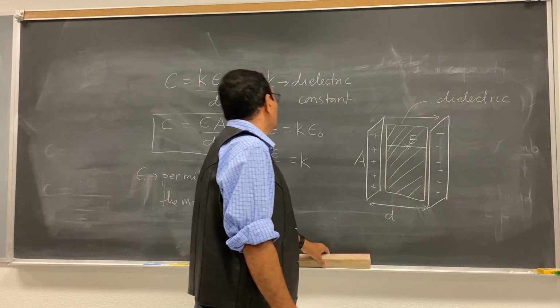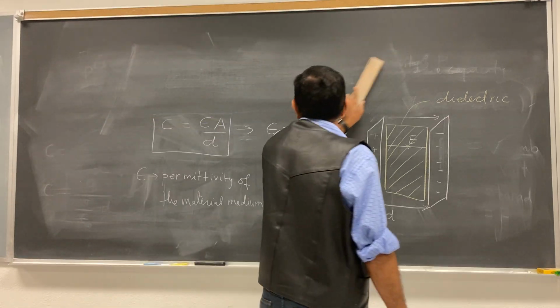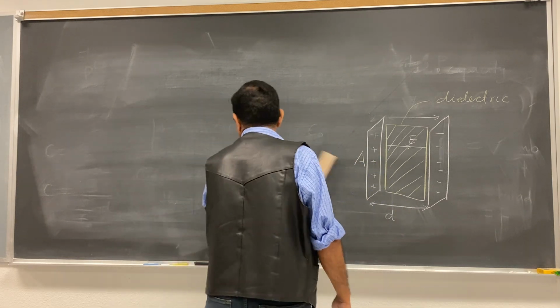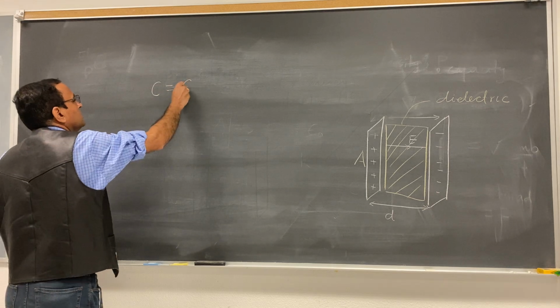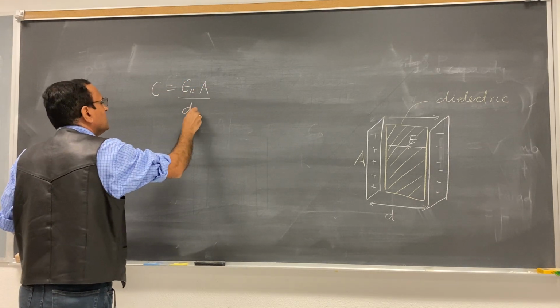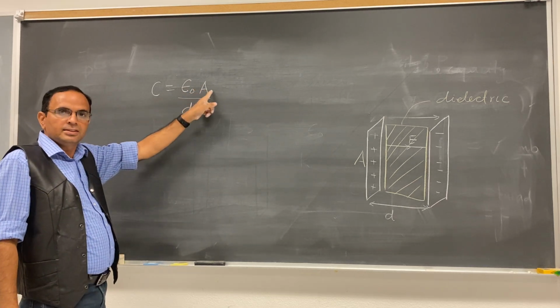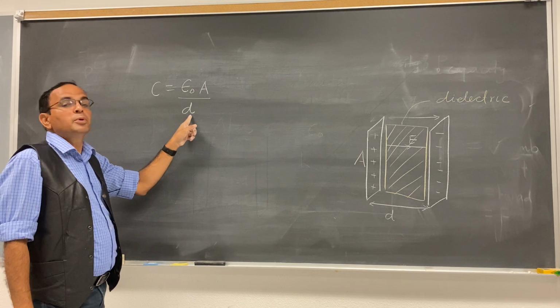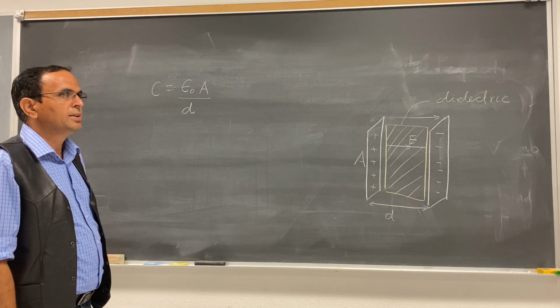If there is no medium, just simply air, then your capacitance is C equal to epsilon 0 times A divided by D. You can see from here the capacitance depends on the area of the plate and on the separation, the distance between the plates.